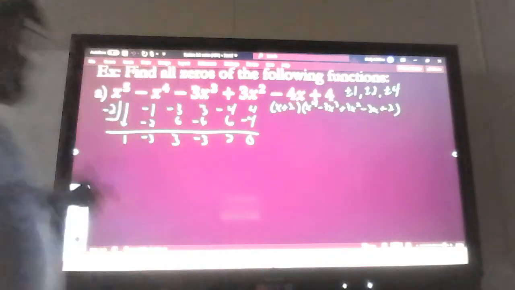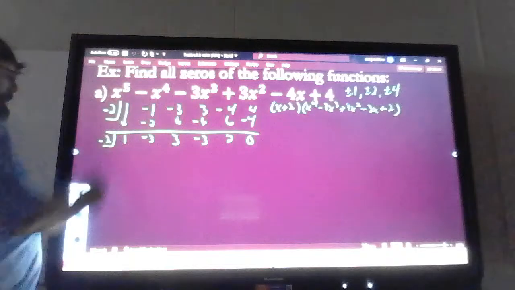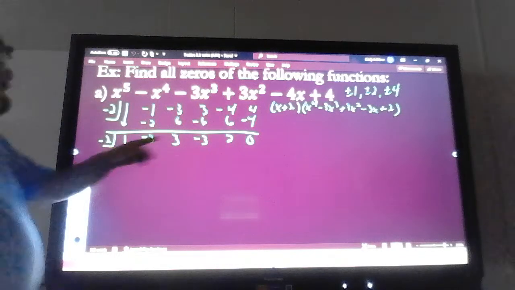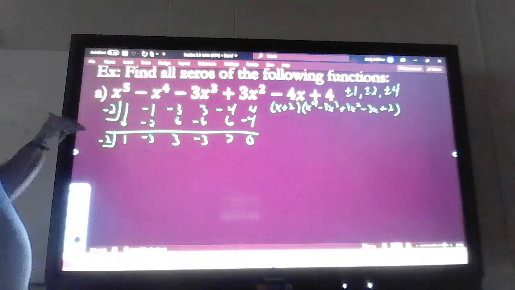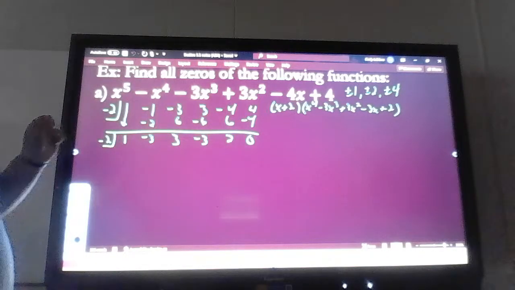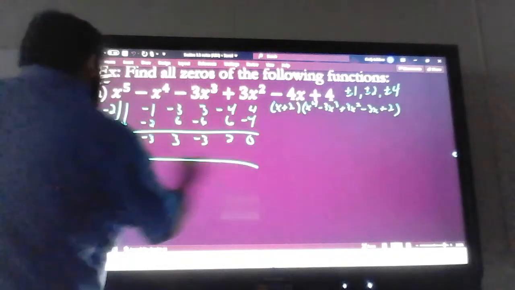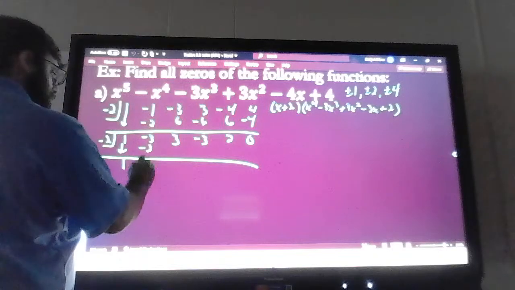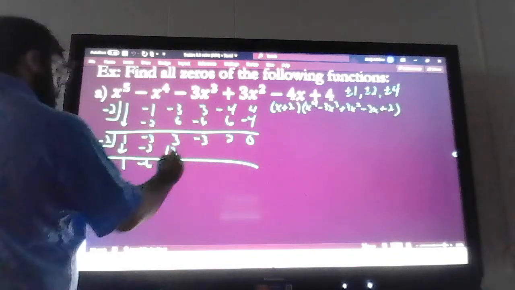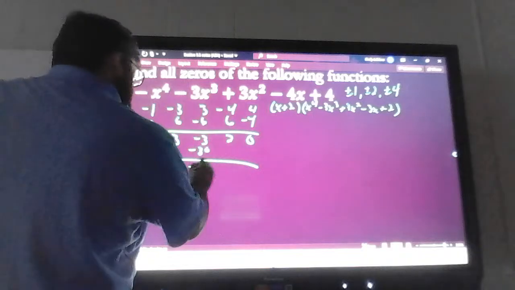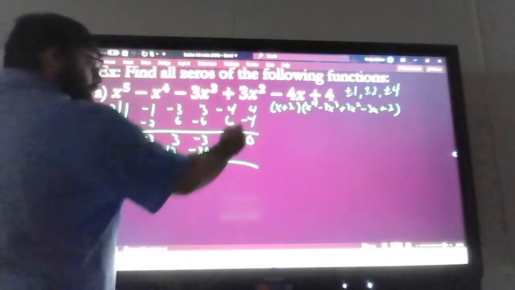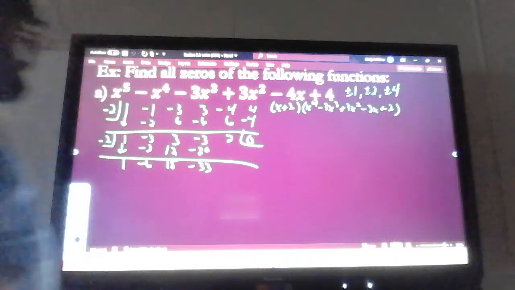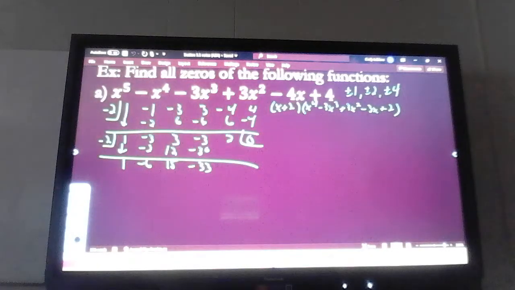I'm going to try again with the same number because -2 might have a multiplicity of 2 or greater. So even when you get a 0 remainder, you want to try that same number again, just in case it shows up more than once as a factor. Same thing. Multiply, add, multiply, add, multiply, add. But it doesn't look like I'm going to get a 0 remainder.